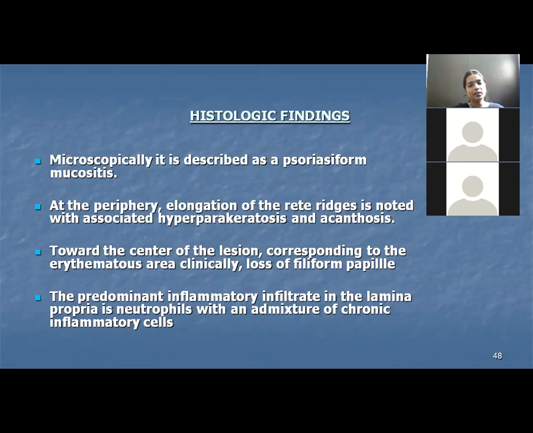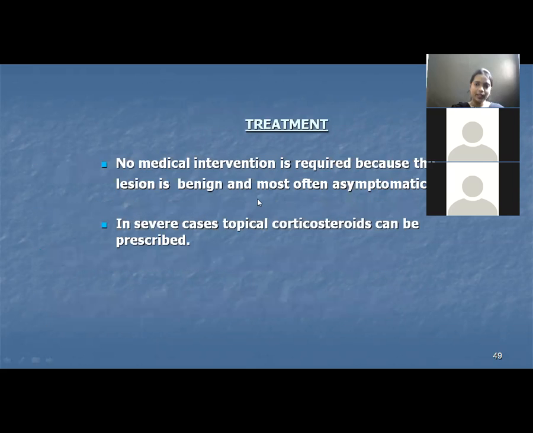The erythematous area means the reddish area, and clinically it has no papillae, or a loss of filiform papillae. The next feature is a predominant inflammatory infiltrate in the lamina propria, that is acute inflammatory cells, neutrophils, with an admixture of chronic inflammatory cells, meaning a mixed inflammatory infiltrate. Then treatment: no treatment is necessary because the lesion is benign and asymptomatic, but in severe cases topical corticosteroids can be prescribed.